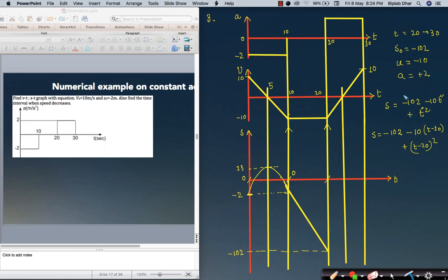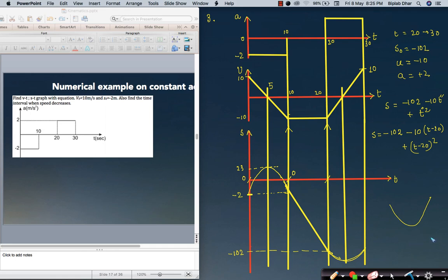But I can plot the equation by assuming this as my s-axis, this is my t-axis, and using this one equation. So that is starting from minus 102. So its y-intercept is minus 102. And as a is positive with t square, you can say a is positive. So the graph, a parabolic graph, will look like this. I know that the symmetric line is here. So it is pretty simple to plot the parabola. This parabola will look like this.